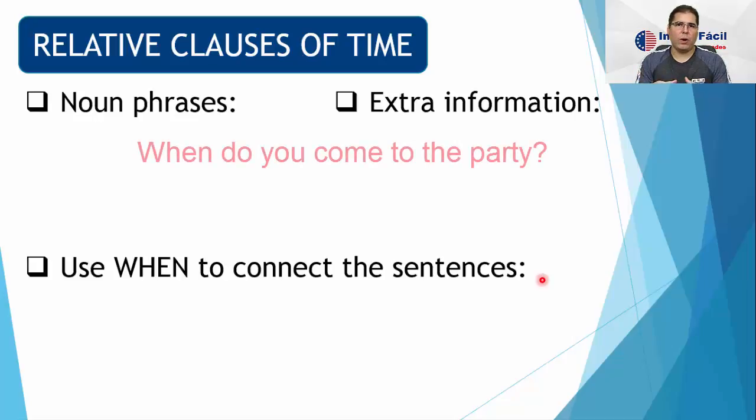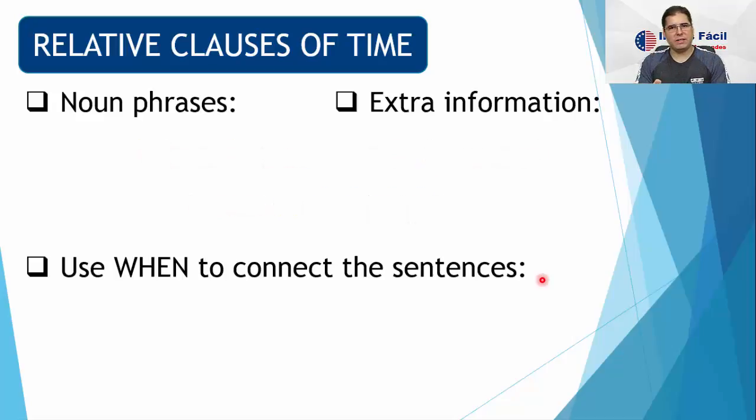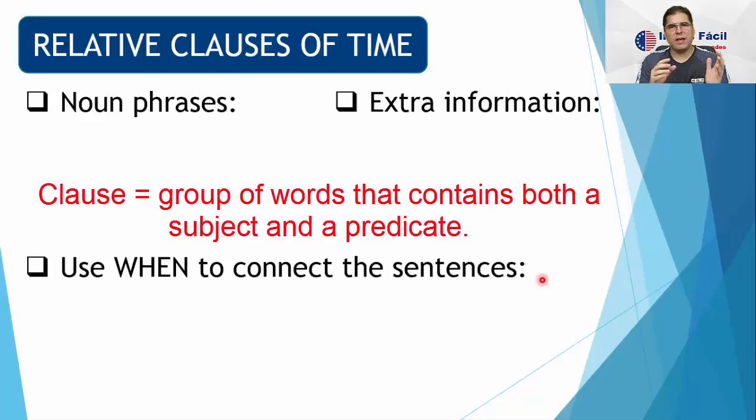For example, when we ask, when do you come to the party? When do you leave? Okay, so in these cases, this when is only asking a question related to time. Of course, always related to time. But now let's see the difference here. In these cases, we say that these are relative clauses because we have more than one clause in the same sentence. Okay, so a clause is a kind of a sentence, when we already have a verb. So here we have two sentences with a verb.